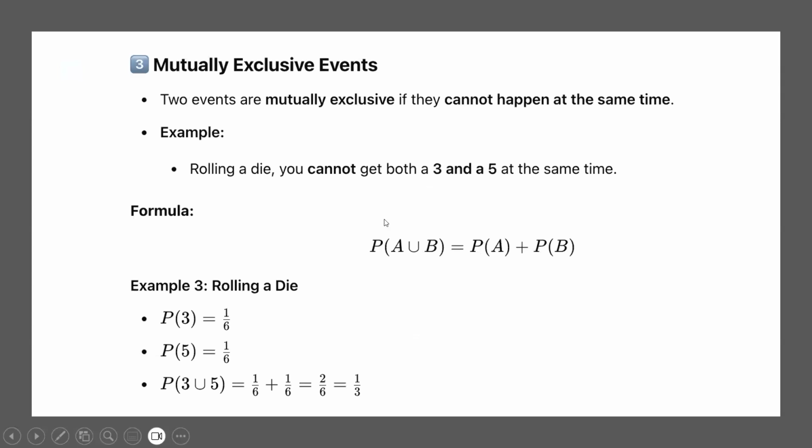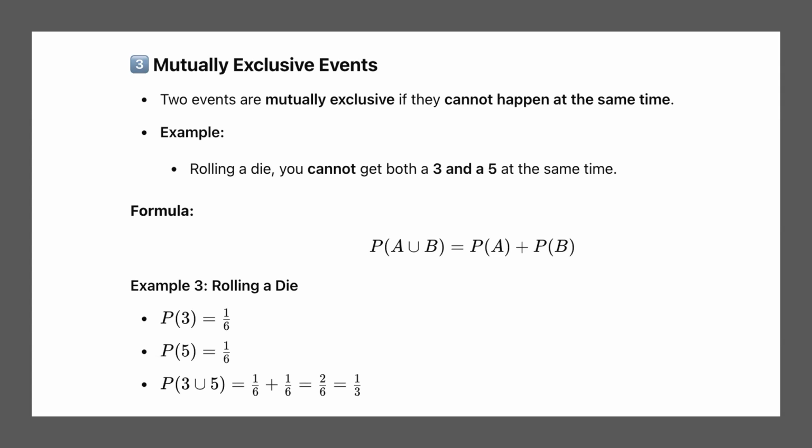The third is mutually exclusive events. Two events are mutually exclusive if they cannot happen at the same time. Any doubt in the definition? When you were asking that question, I kept it on hold. I had not explained it properly because of this particular reason. This can answer your question.